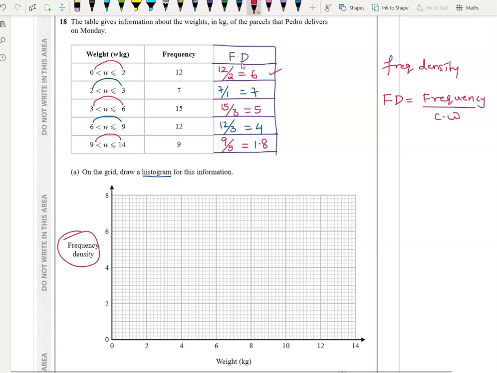First one, for the group 0 to 2, the height of the bar should be up to 6, so it will be till here. The second one is frequency density 7 for the group 2 to 3, so up to 3 the bar should be height 7, so we need to draw till height 7 and the width is only till 3.